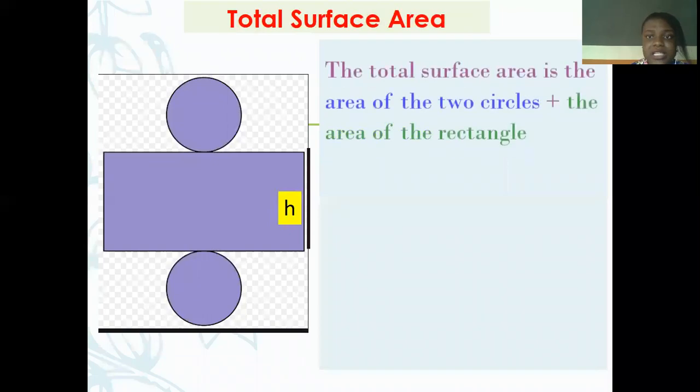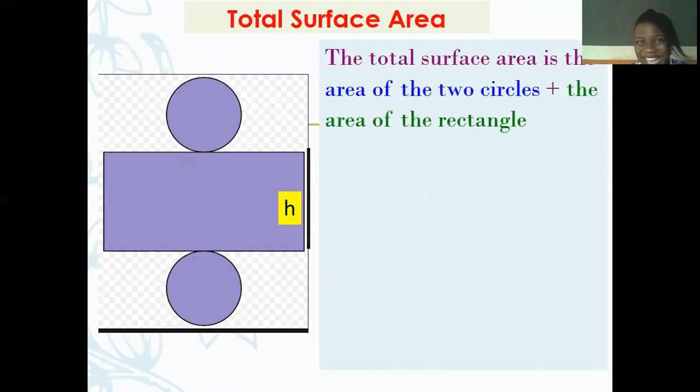Look at this. The total surface area is, in essence, the area of the two circles, which you can see in the net, plus the area of the rectangle. But we've already gotten the area of the rectangle, so I think our work is half done. Let's move on to get the formula now. Remember that the formula for the area of a circle is pi r squared. Since we are dealing with two circles, we're going to have pi r squared times 2.